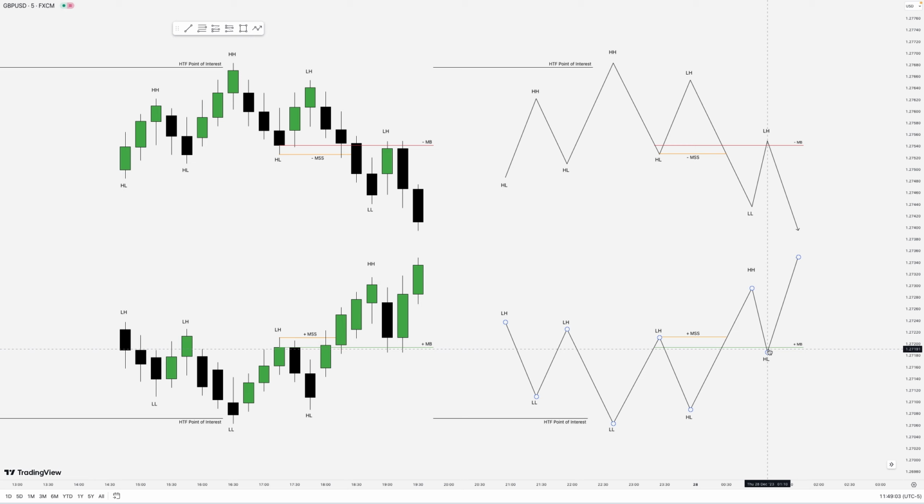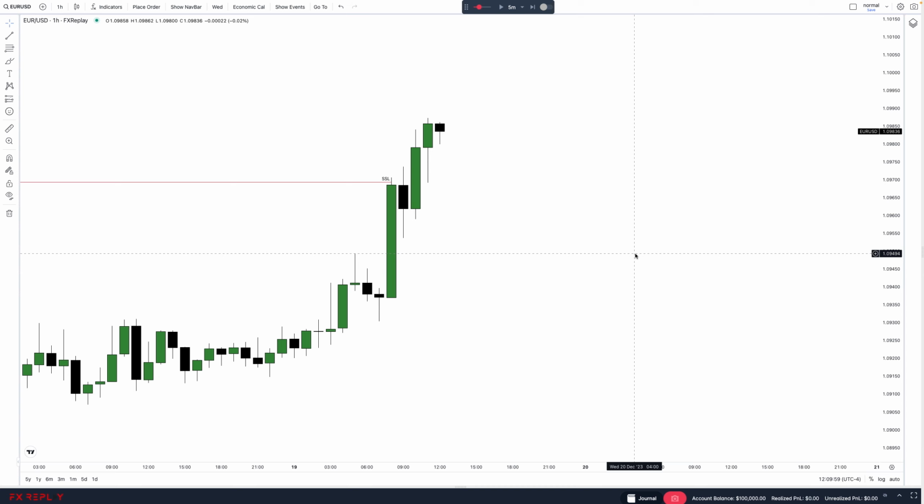So now that we have learned what creates and how to identify a mitigation block, let's go over some examples on the chart. For our first example, we will look into Euro USD on the 1 hour time frame, and what we will be looking for here is a bearish mitigation block. As you can see, we have a higher high, a higher low, followed by a higher high. What we need to do now is create another higher low, followed by a lower high and a lower low, which will make a market structure break, giving us a mitigation block somewhere around here.